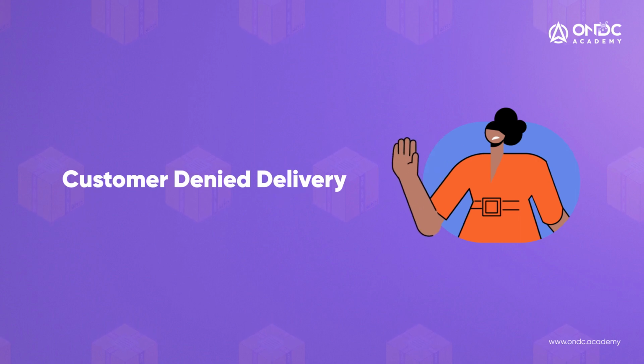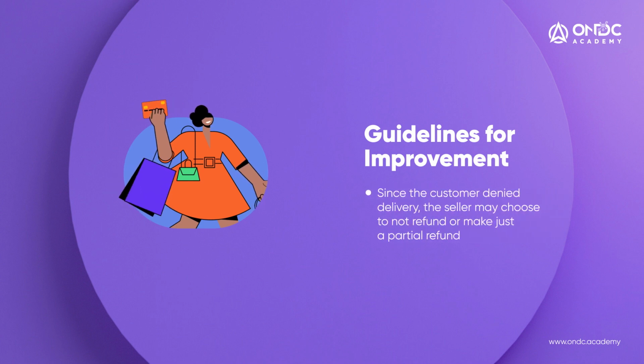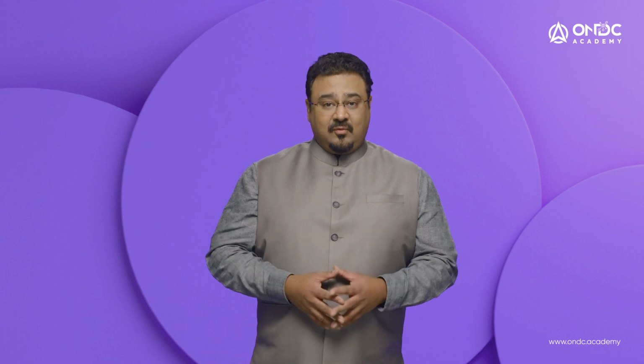Reason number 5. Customer denied delivery. Intent issue not related to operations gap. Okay, since it's the customer who changed his mind, the seller can decide on the refund basis the terms of the transaction. By following these guidelines for improvement, you can ensure that your sellers are performing well.